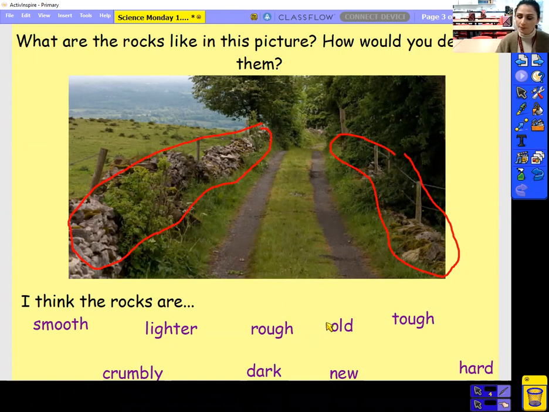Now it's quite an interesting word to use, tough, for rocks, because you think all rocks would be tough, wouldn't you? But there are some exceptions, and I think that will become a bit more apparent as we go through this flip. And the reason why I think they're tough is if you have a look at the fence panels here, they're holding that in, so they must be quite strong, these rocks. So let's use these words, and we're going to have a look at the next picture.